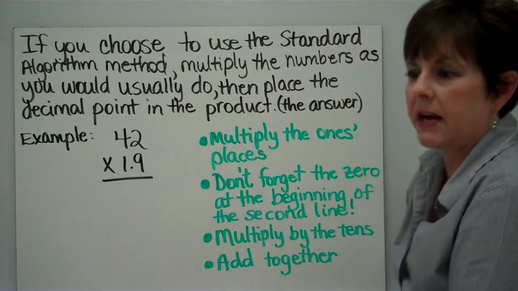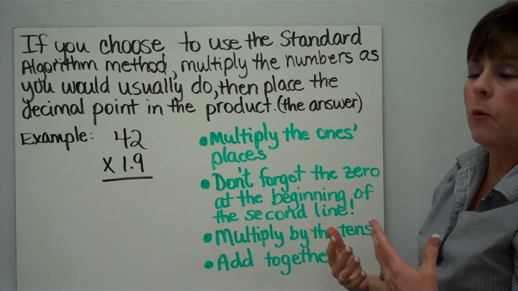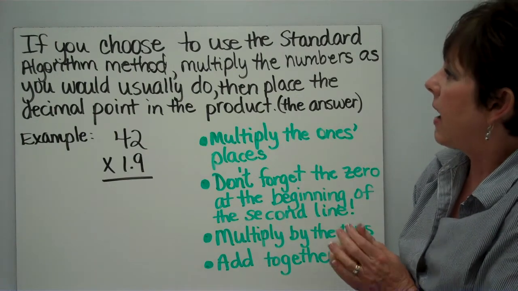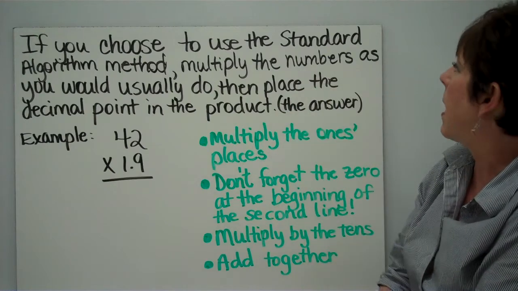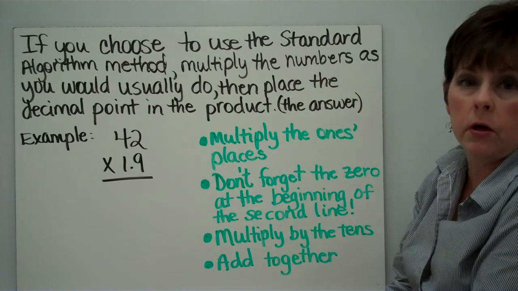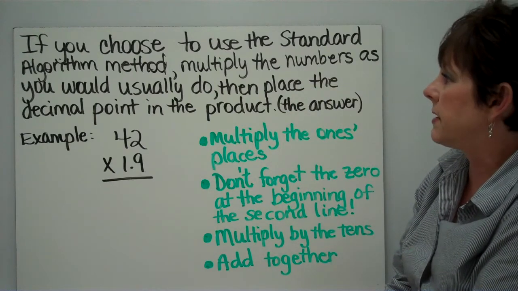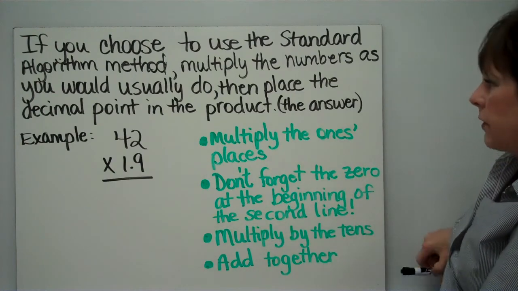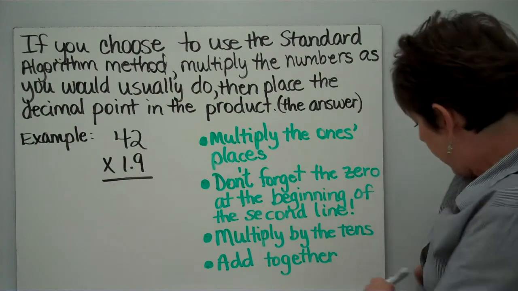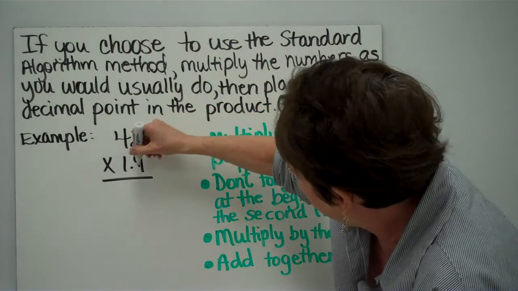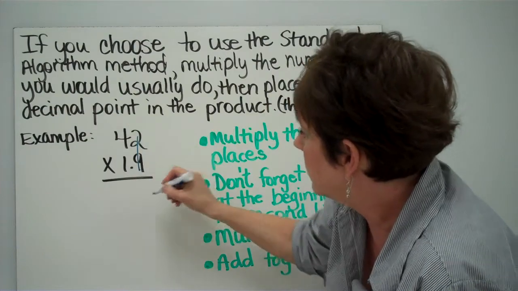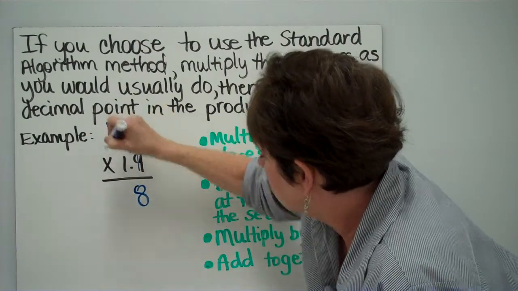And this is just a set of steps to help you remember how to do the multiplication process. Now, if you choose to do this, you would multiply the numbers just as you usually would, and then you would place the decimal point in your product or your answer. So the first thing you do is you multiply the ones place. So you would say 9 times 2 is 18. Regroup your 1.